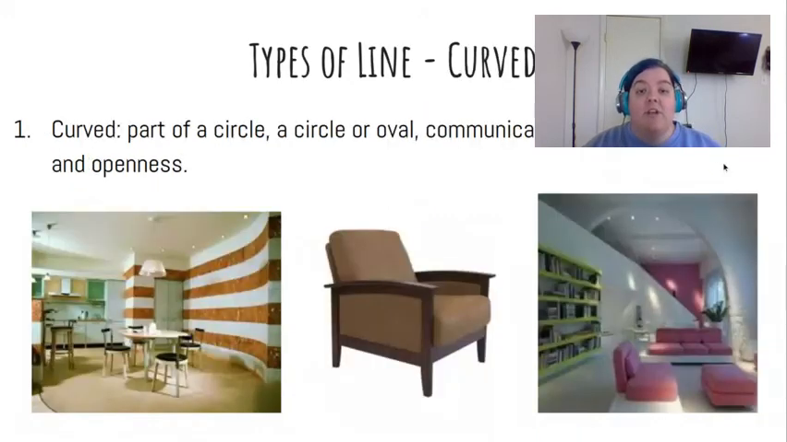The last line that we're going to look at is curved lines. So curved lines are going to be like part of a circle, or a full circle or oval, and they're going to communicate softness, freedom, and openness. So in this first one, this was also the example on one of the earlier slides, that it is considered a horizontal line. However, it's on one of those big open curved walls, which actually makes it a bit more curved. So curved falls under horizontal and technically vertical as well. But it's supposed to create that openness.